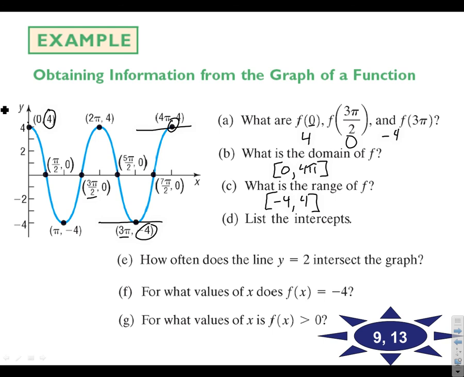It touches the y-axis there. So one intercept would be 0, 4. It touches here, pi over 2, 0. It touches here, 3 pi over 2, 0. It touches here, 5 pi over 2, 0. And one more, 7 pi over 2, 0.